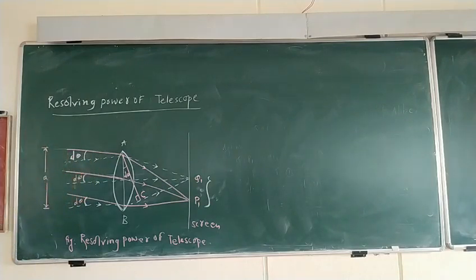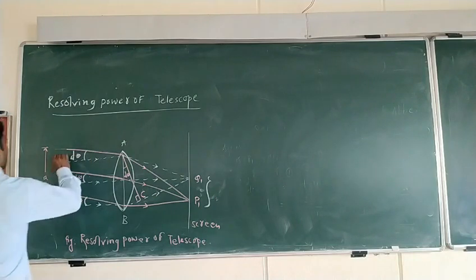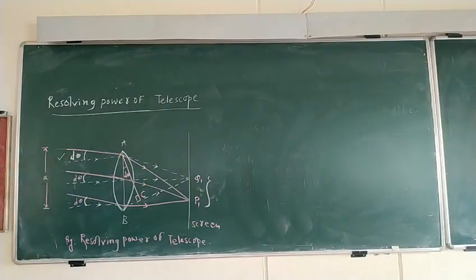Then we consider the different factors involved. Here dθ is the angular separation between the two distinct objects P and Q.